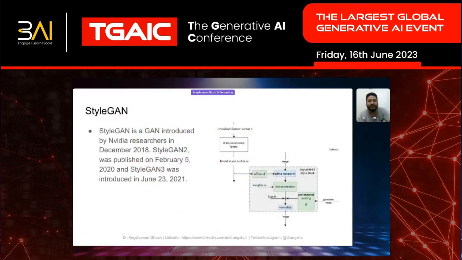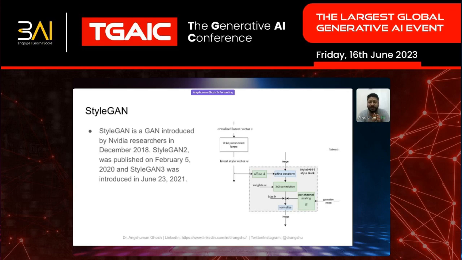Now the last example that I want to show you is about StyleGAN. So StyleGAN is another variation of GAN. This was launched by NVIDIA in 2018, and StyleGAN 2 was launched in 2020 and 3 was launched in 2021. So it has been there for a couple of years. And StyleGAN architecture is a bit more complex than the other architectures that we have seen. So we'll not get into detail of it. If you are interested, you can read the original research paper and try to implement it.